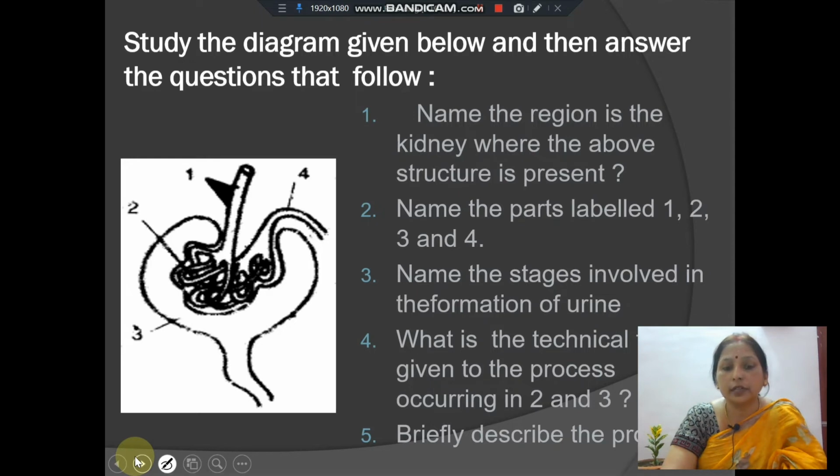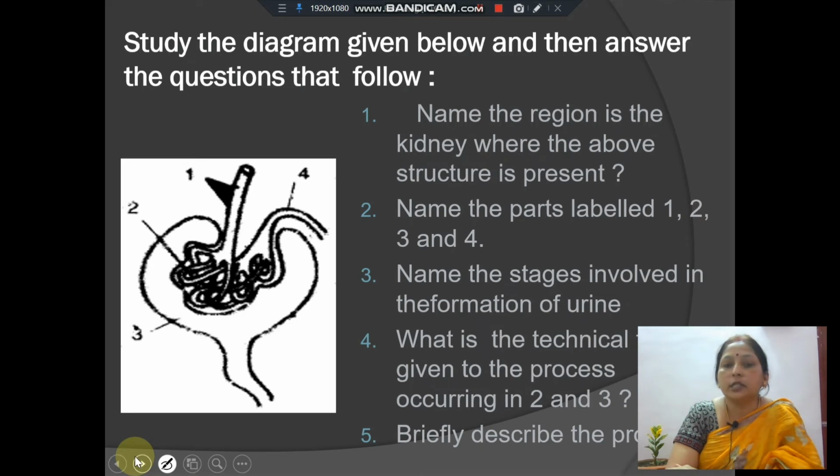First is ultrafiltration. After that, in the PCT, loop of Henle, and DCT, in PCT and loop of Henle that is tubular absorption, and in DCT it is tubular secretion. So three phenomena: ultrafiltration, tubular absorption, and tubular secretion. These are the stages. What is the technical term given to the process occurring in 2 and 3?